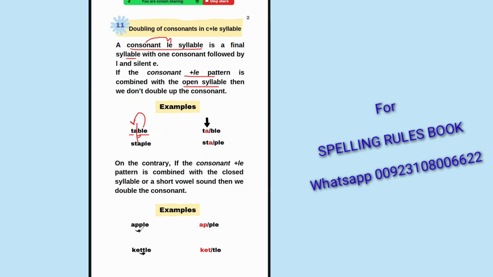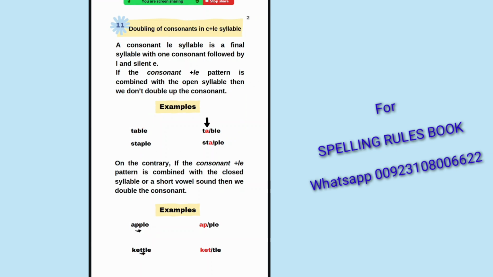On the contrary, if you look over here, apple. So, here, this is a closed syllable. So the consonant plus LE pattern is followed by a closed syllable, so we will double the consonant: apple. Some other examples are kettle, staple, etc.